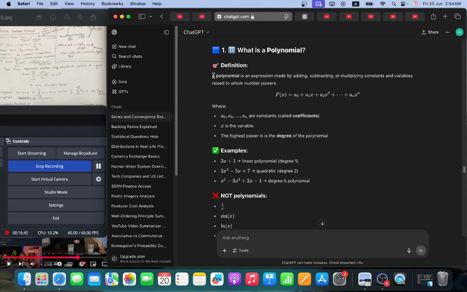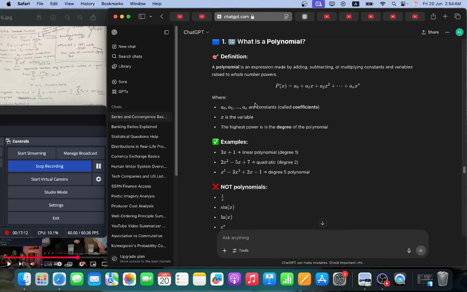What is a polynomial? Okay, so this is the definition of a polynomial: an expression made by adding, subtracting, or multiplying constants and variables raised to whole number powers. It is worthwhile knowing, because I somehow don't know, or I know, but it seems to be kind of vexing at times.